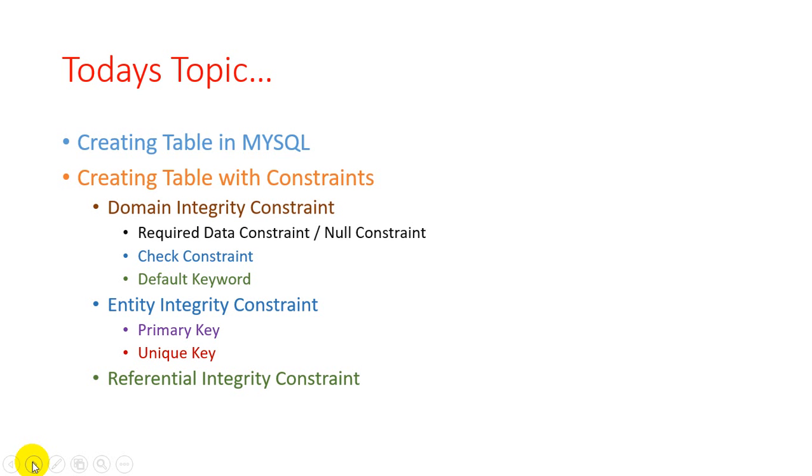In this topic we will discuss three different things: domain integrity constraint, entity integrity constraint, and referential integrity constraint. In the domain integrity constraint, we will discuss required data constraints like the null constraint, check constraint, and default key constraint. In entity integrity, we will discuss two different keys known as primary key and unique key. Guys, this is today's topic, which focuses on tables and different constraints.